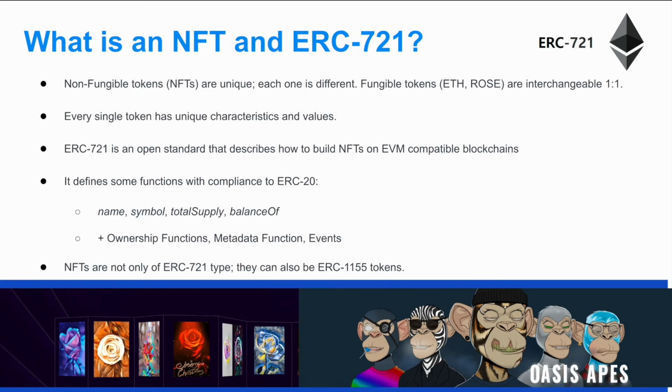Now, keep in mind that NFTs are not only ERC-721. NFTs can also be ERC-1155 tokens. So we have different types, but more or less we're talking about ERC-721, and EVM blockchains are the ones that support these NFTs. So you will find the same type on Emerald, our EVM compatible blockchain network. Some examples are AI Rose, maybe Oasis Apes and so on. That's pretty cool. Now, let's take a look at how to create these NFTs.